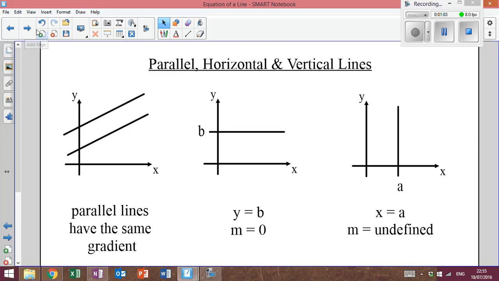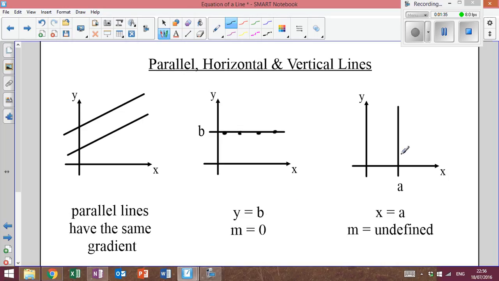Okay, another bit of revision here: parallel, horizontal and vertical lines. We know that parallel lines have the same gradient. Perpendicular lines, remember, the gradients multiply to give -1. We know in a horizontal line that these lines have the equation y equals b. Every single point here is b up. The y coordinate is b, so that's your equation of the line, and that is a gradient of 0.